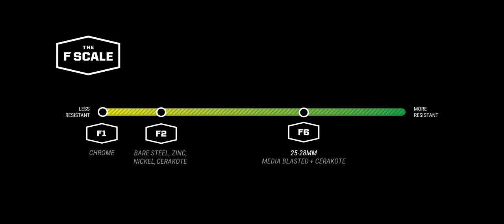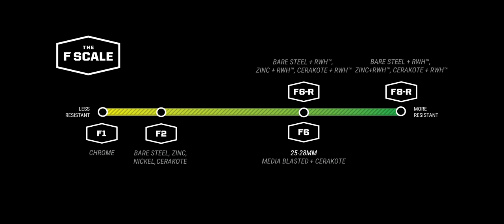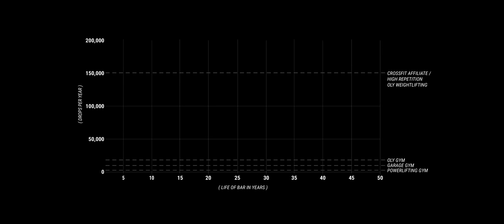Finally, bars that were treated with Rogue Work Hardening lasted 200 to 300,000 cycles in our tests, achieving ratings of F6 to F8. These bars also carry an R in their rating to signify that they have been treated with Rogue Work Hardening, because this process has been shown to have an effect that is deep enough to retain its durability improvements even when scratched. This graph correlates the F rating of a barbell with the type of use to predict the durable lifespan. Using this data, we were able to make recommendations on what F rating is appropriate for different situations.